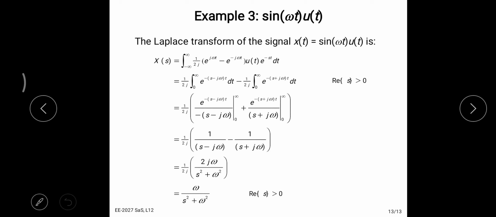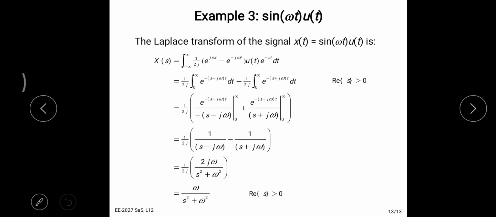I have two functions, both dependent on t, both continuous functions, in the sense they are non-dying. If I integrate sine, I will get cos, then cos gives sine, sine gives cos. At any cost, the functions will not die. So I cannot integrate directly. So I am going to apply Euler's theorem. Euler's theorem states that sin omega t can be expressed as e power j omega t minus e to the power of minus j omega t, whole divided by 2j. That I can substitute here.